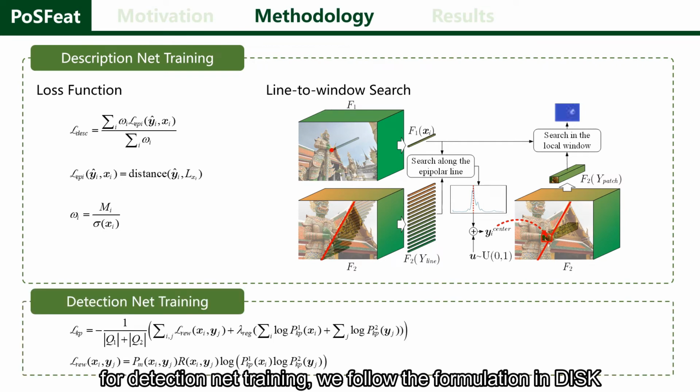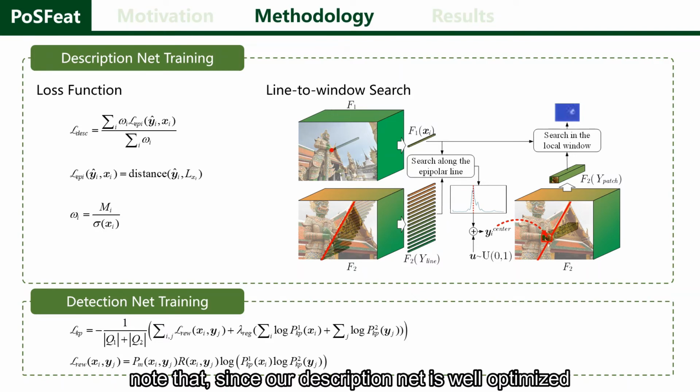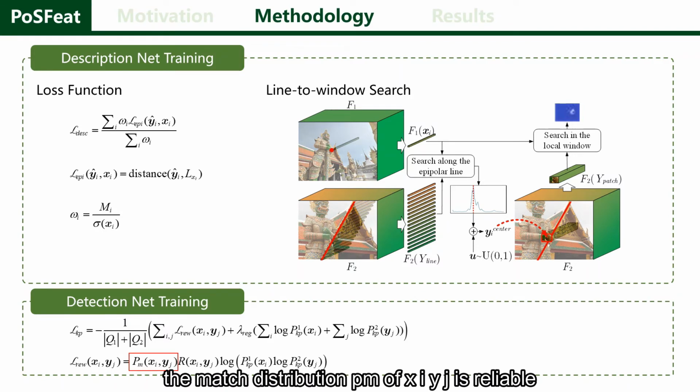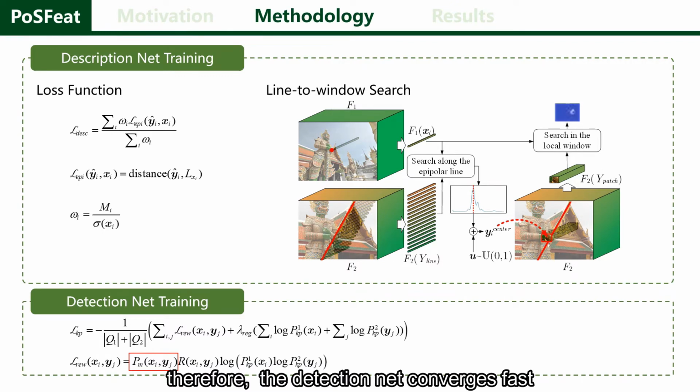For detection aid training, we follow the formulation in DISK and use policy gradient to achieve optimization. Note that since our description aid is well optimized, the match distribution PM of xi is reliable. Therefore, the detection aid converges fast.